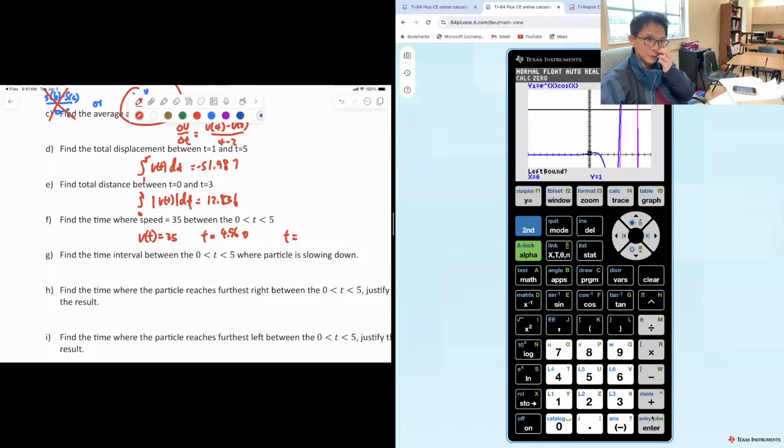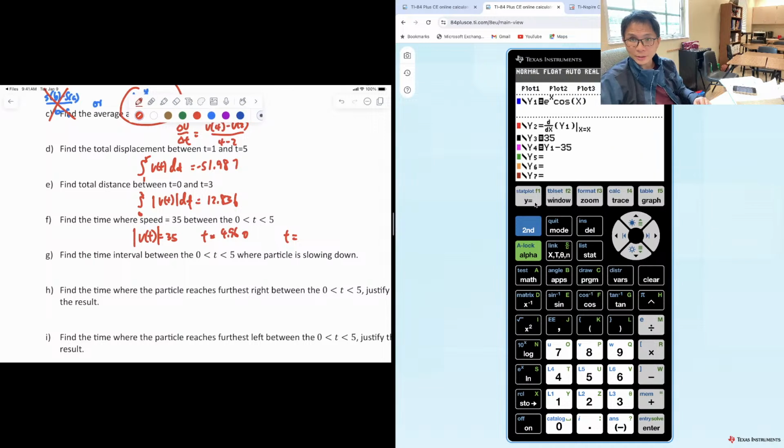Oh, I didn't do absolute value. You're right. I forgot the absolute value. So it's absolute value v of t. I did forget that. So let's go back and change that. So with absolute value, that way you get one extra thing, right? So second catalog, absolute value of function y1 minus 35. And I'm not going to graph any other functions. I'm going to go to here. This is how you do it on the graphing calculator.